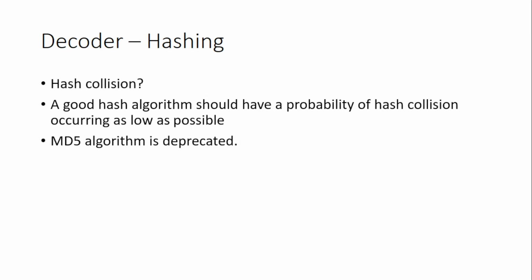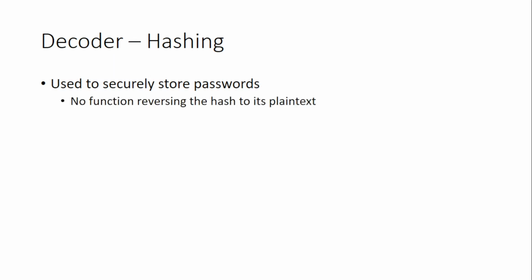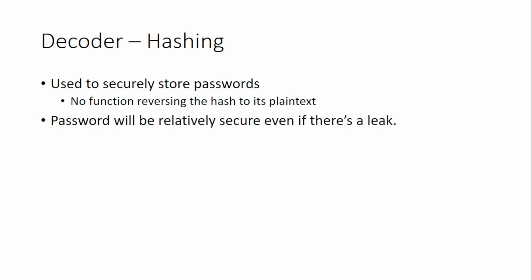So why do we use hashing? There are many reasons, one of them being also used to securely store passwords. We talked about the integrity of files and documents, but we also use them to store passwords because there's no way to reverse that function. It means that we can't go from the hash to its plain text. So the password will be relatively secure even if the database was leaked.